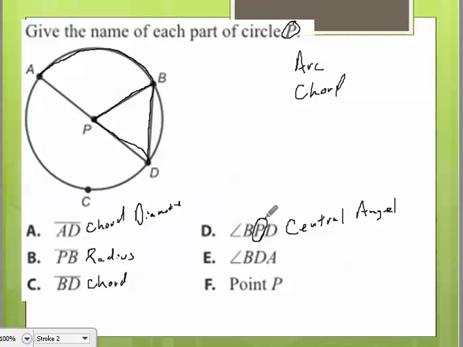Okay? And we're going to learn about central angles in a little bit. Now it's asking about angle BDA. Well, BDA, A is on the edge of the circle here, isn't it? So that is called an inscribed angle, because it's totally inside of the circle and its vertex is on the edge of the circle. Okay? Now, how about point P? Point P is the center of the circle.